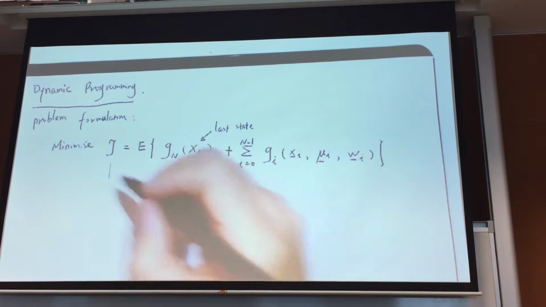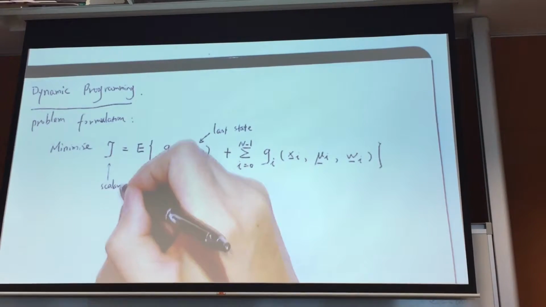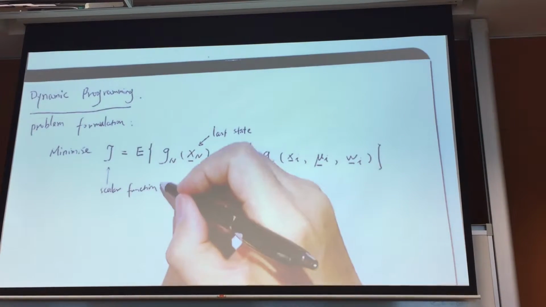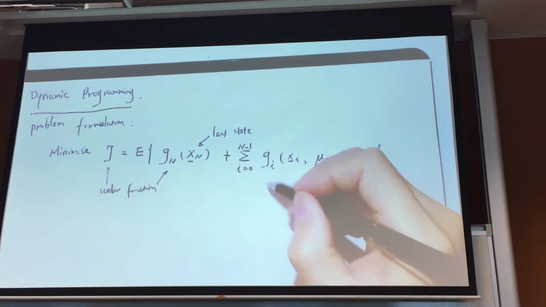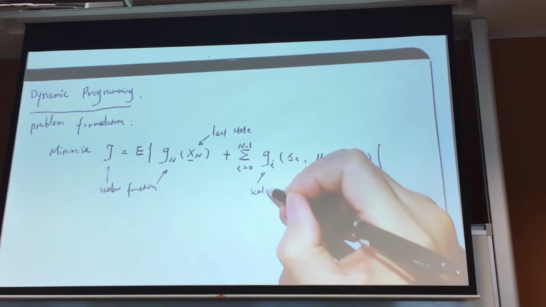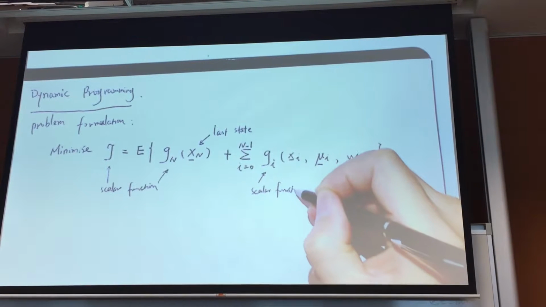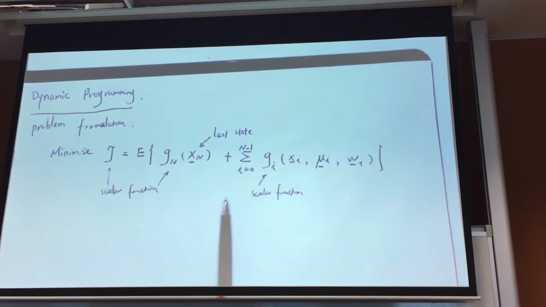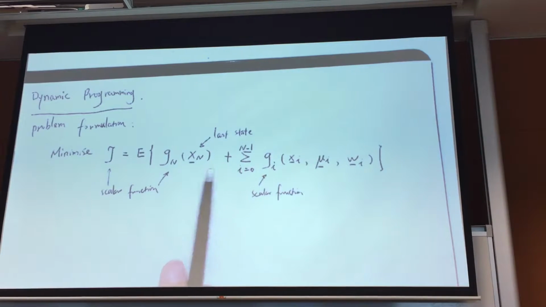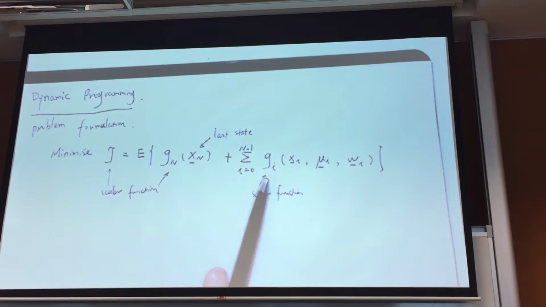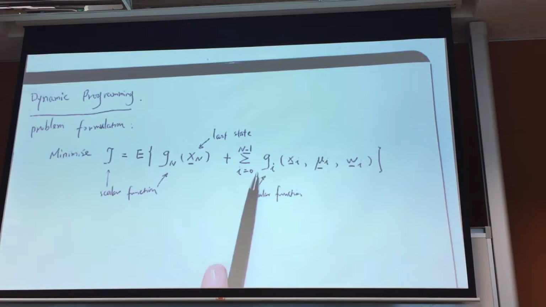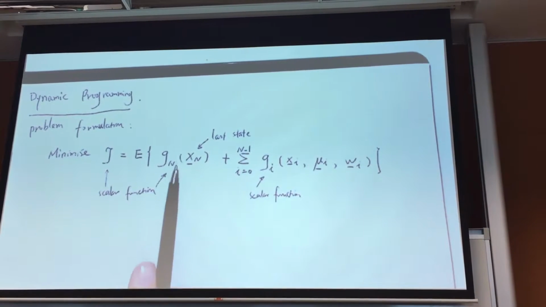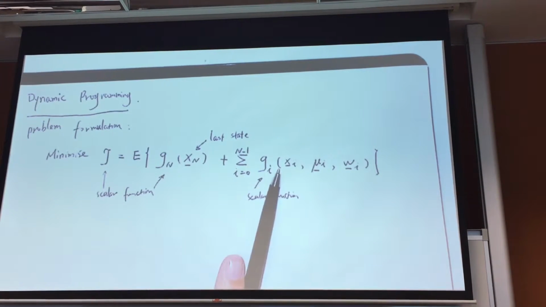So here we have this one scalar function. So this one is also a scalar function. So this one is also a scalar function. So the scalar functions describe the quantities that we are going to optimize. So for example, the distance, for example, the control energy, like this. So it's a general objective function.